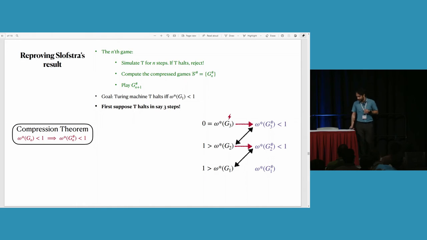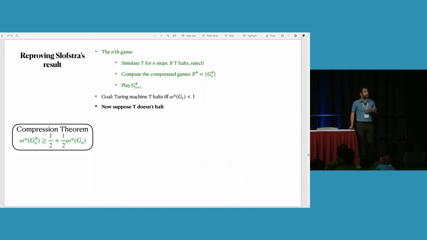Now, imagine that T never halts, okay? Well, if T never halts, then in particular, in game G1, the referee will never reject on the first step. So the value of G1 is going to be the same as the value of G2 compressed. So I have this equality. And then by the properties of the compression theorem, I have an inequality.